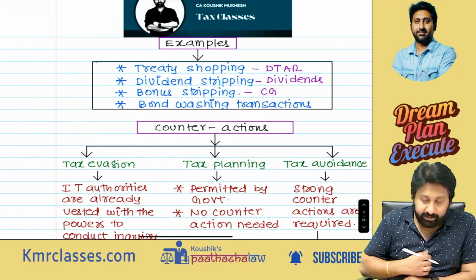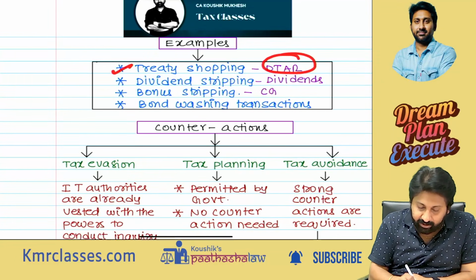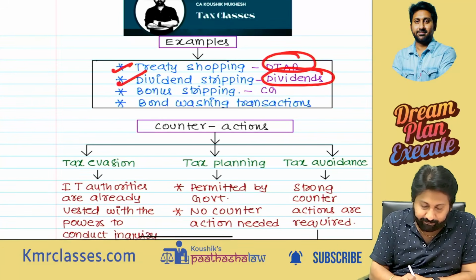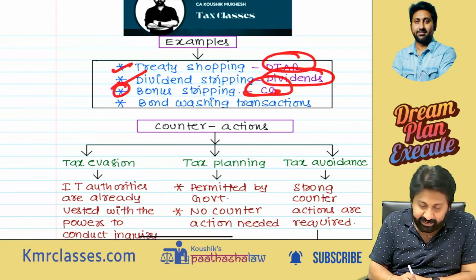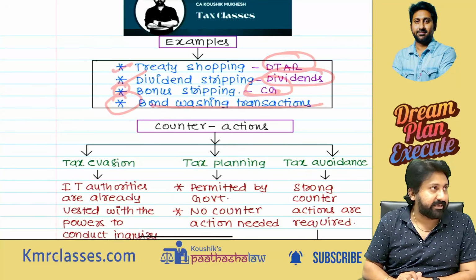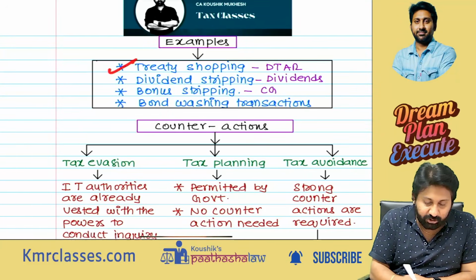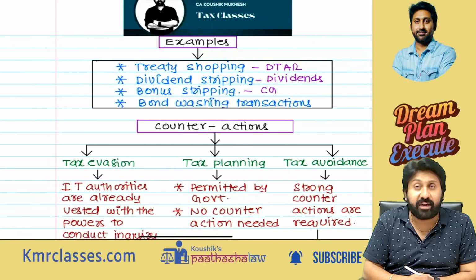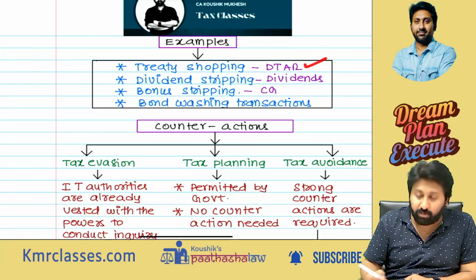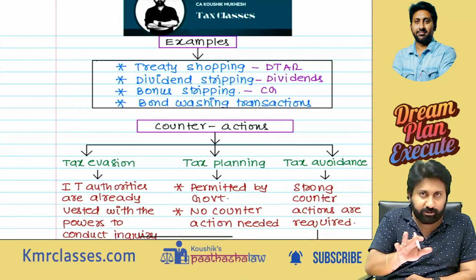Examples: treaty shopping, DTAA, dividend stripping, bonus stripping, bond washing transactions. The classic example is treaty shopping. What is this treaty shopping? You might have read that in the DTAA. Now I am not going to discuss that.